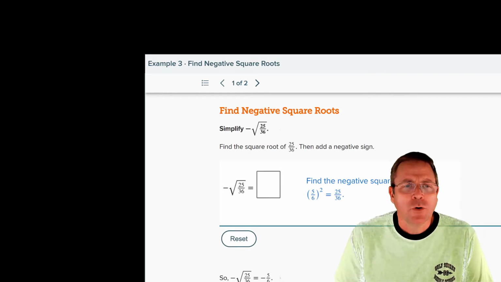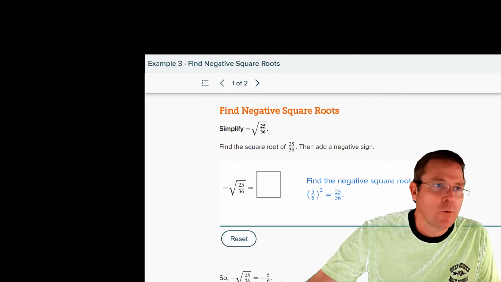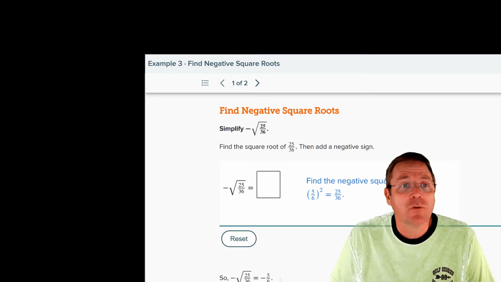Welcome back for part 2 of Module 5, Lesson 1, Roots. We're picking up where we left off, starting with example 3, where we're going to find negative square roots.